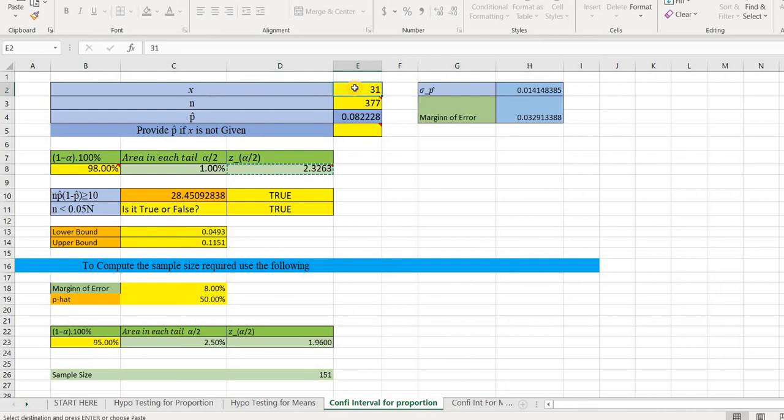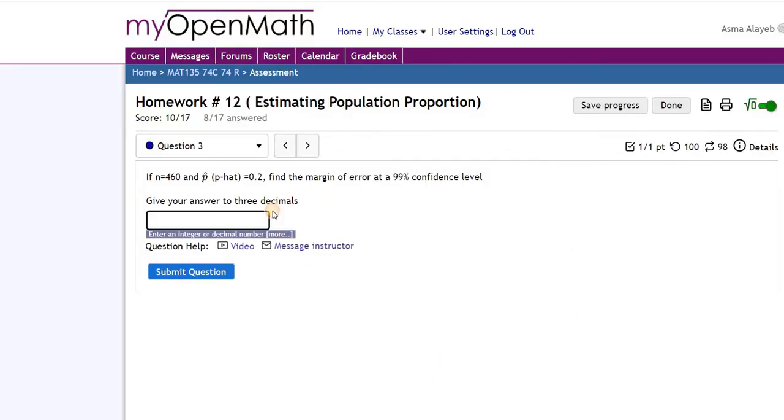I don't have an x, so I'm going to delete the x. I have n, which is 460. I'm going to type 460 without deleting the previous one. And I will go to this yellow box and put p hat in there. 0.2 is p hat. And then I have to change the level of confidence, 99%. Now what I need to find is the margin of error. So I'm just going to copy the margin of error and I will head to my homework. It says round to 3 decimals. I'm going to paste it.